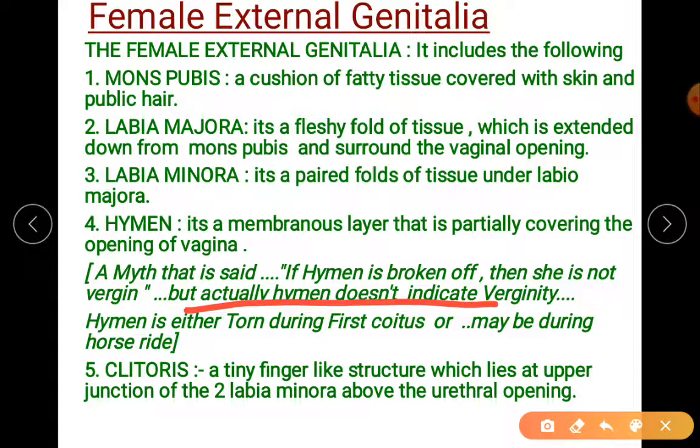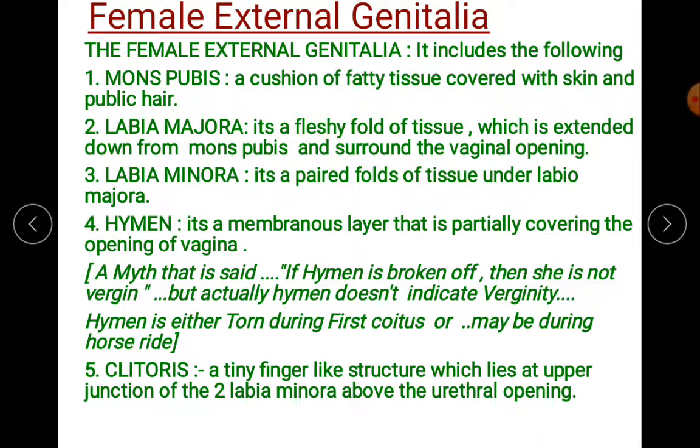When I say virginity, they have not undergone intercourse or coitus. Intercourse and coitus is nothing but mating, which we call in other words sex. So please understand, the hymen does not indicate anything regarding virginity. It was an old myth saying that if the hymen is already broken, that means she is not a virgin. It is not true.